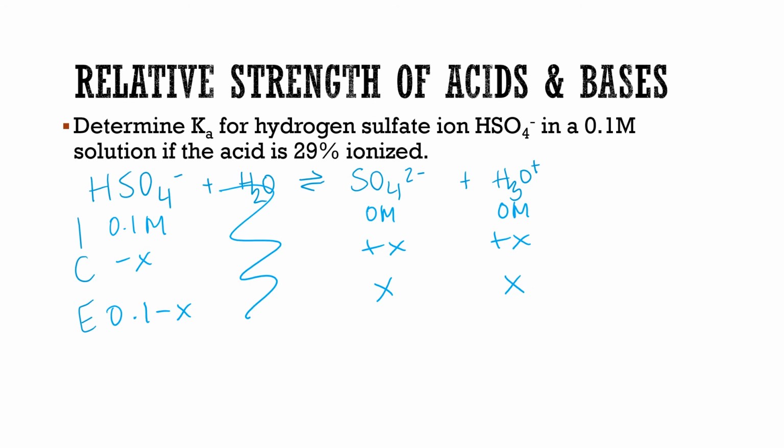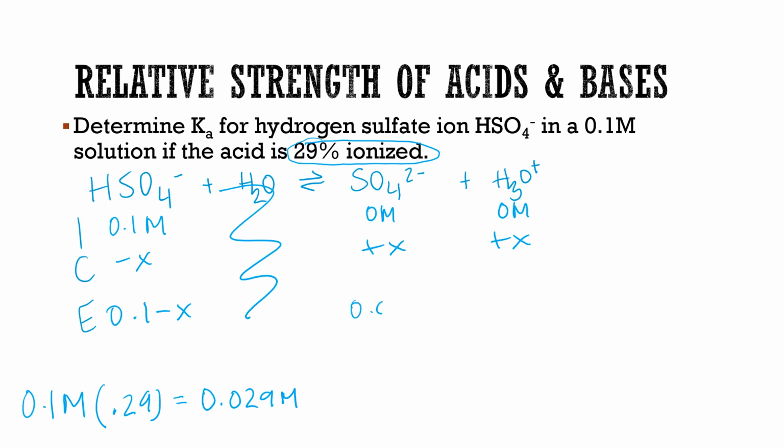So now this tells me that the acid is 29% ionized. So I've got to figure out what is 29% of 0.1. So I'm going to do 0.1 molar times 0.29, so that equals 0.029. So if it is 29% ionized, then x is equal to 0.029, because that is 29% of 0.1, so that's 29% ionized. So now I can plug in 0.1 minus 0.029.